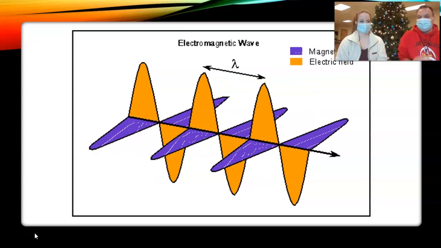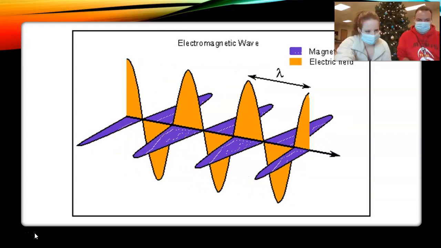That's your little Greek letter lambda. That means wavelength. You can see it here literally going from crest to crest on the electric field wave. So again, little review, just be aware. And you can see the horizontal wave and the vertical wave have the same wavelength.